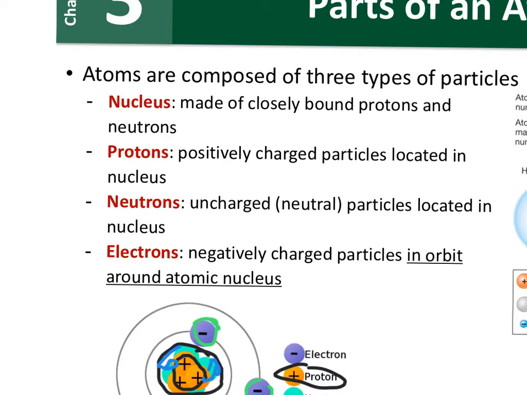And in a nucleus, usually you're going to have protons and neutrons except for hydrogen, which you'll only have a proton. And for each proton that you have, you're going to have one electron.